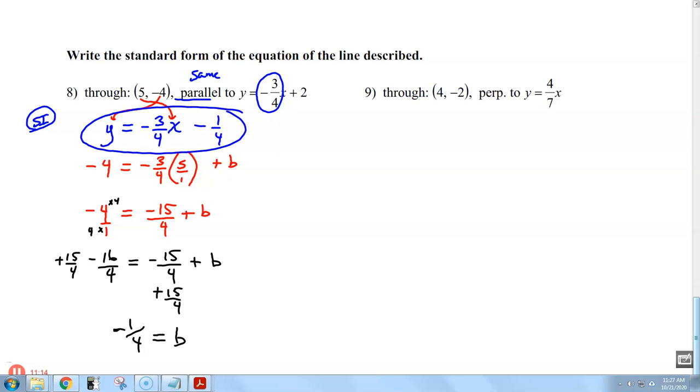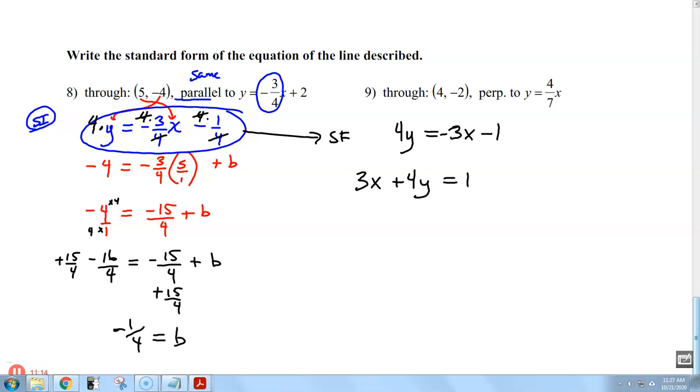Now, slope-intercept form looks good, but we need standard form. So I probably better clear out some of those 4s. So let's times by 4, which is going to cancel, times by 4, which is going to cancel. And I'm going to end up with 4y equals -3x minus 1. Add 3x to both sides, and we are money. Boom. Standard form. You're all set. 3x plus 4y equals 1. So a lot going on there.